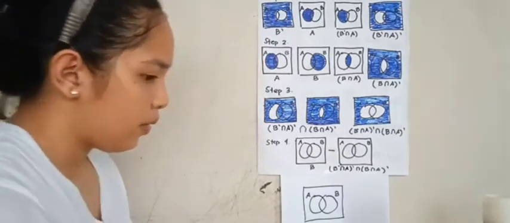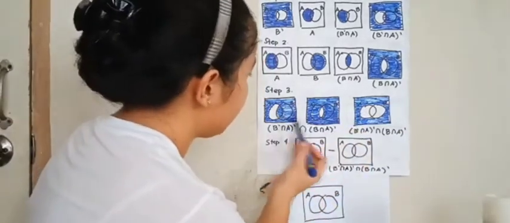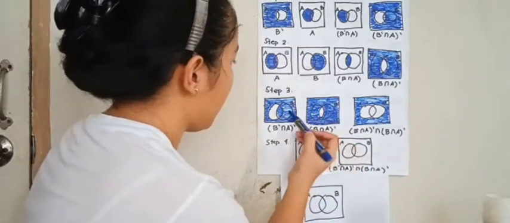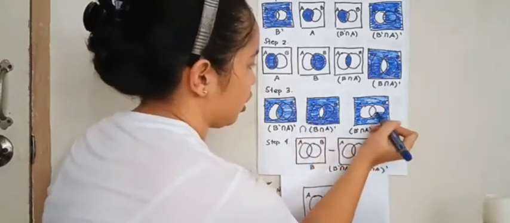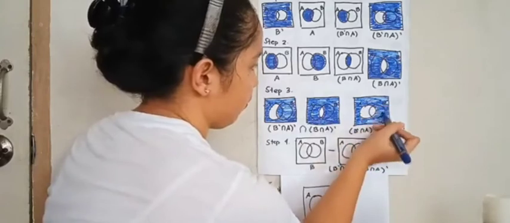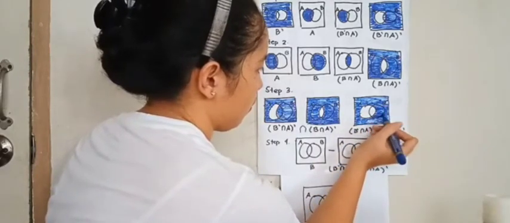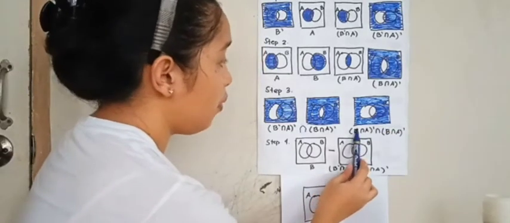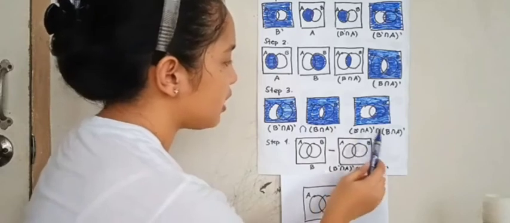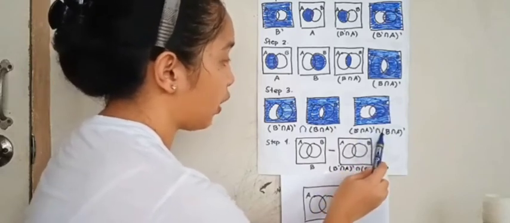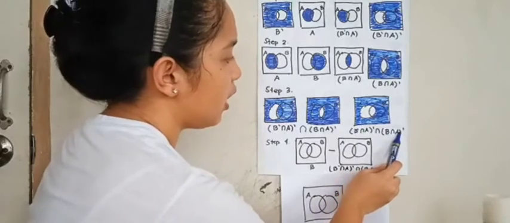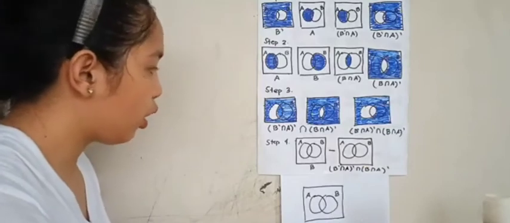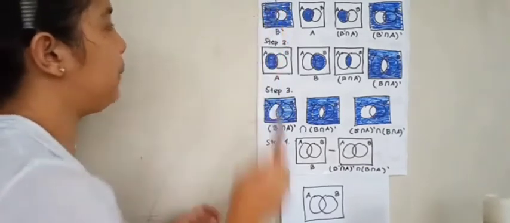So see this, they do not intersect. This one, they do intersect. So the shaded part is this. Then it looks like this. Open parentheses B complement intersect with A, close parentheses, complement, intersect with B intersect with A, close parentheses, complement. So let's move to step 4. We need to find B.